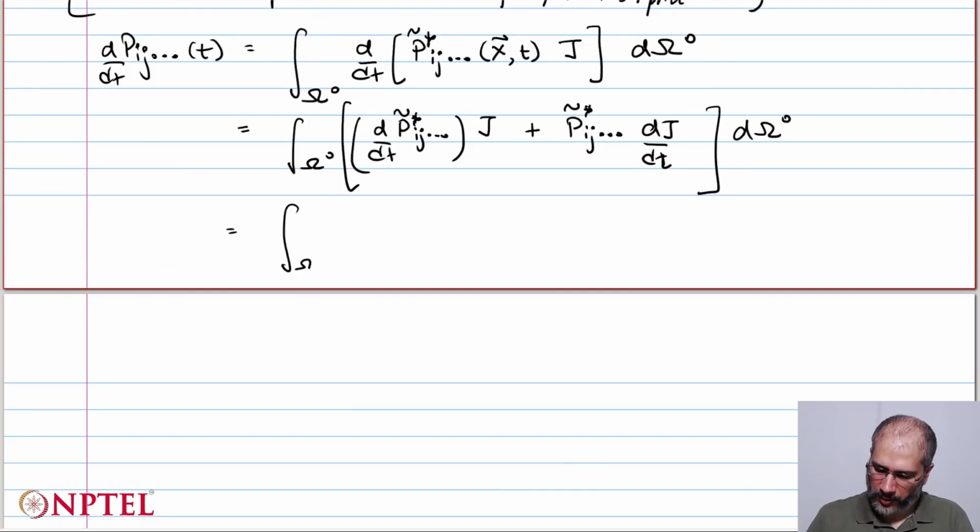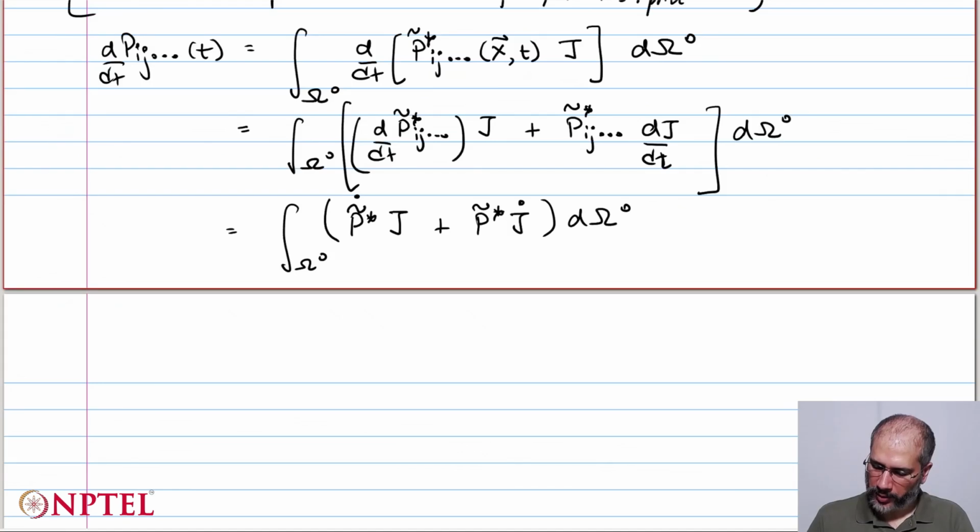And we'll use the notation as earlier that the material derivative will be denoted with a dot on the top. So that makes it more compact to write it. It's P tilde star with a dot on top times J plus P tilde star times J dot, multiplied by d omega naught.